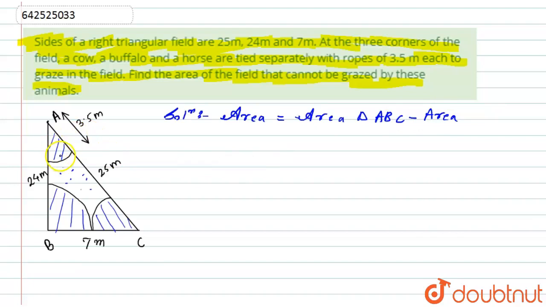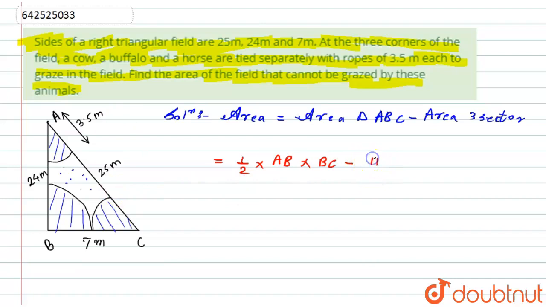The grazed field looks like a sector, so here I will say area of the three sectors. First of all, the area of the triangle is 1/2 into height into base. So AB is the height, while the base is BC. I will subtract the areas of all the three sectors.